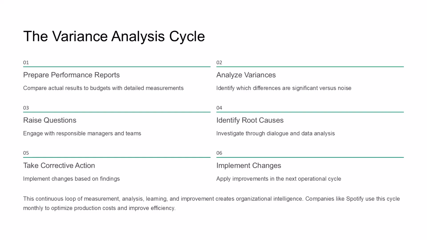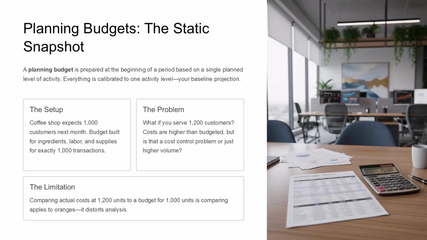Now that we understand the cycle and purpose, let's dig into the mechanics, starting with the difference between planning budgets and flexible budgets. Planning budgets, the static snapshot. A planning budget is exactly what it sounds like. A budget prepared at the beginning of a period based on a single planned level of activity.